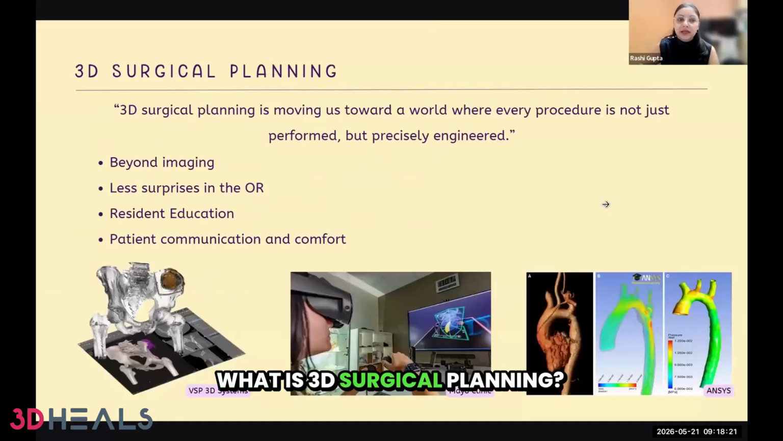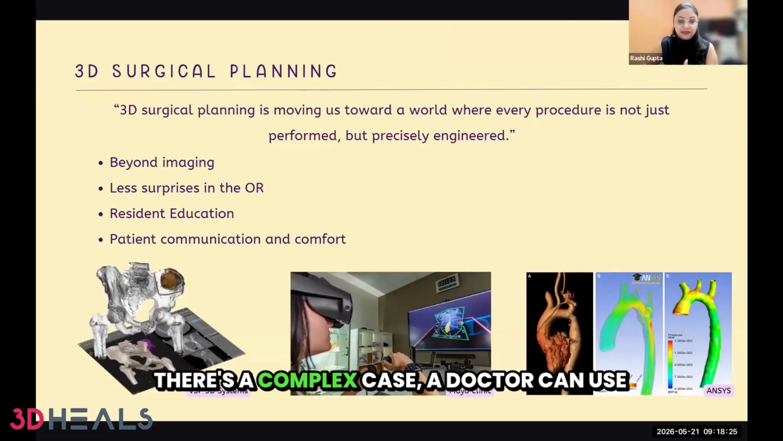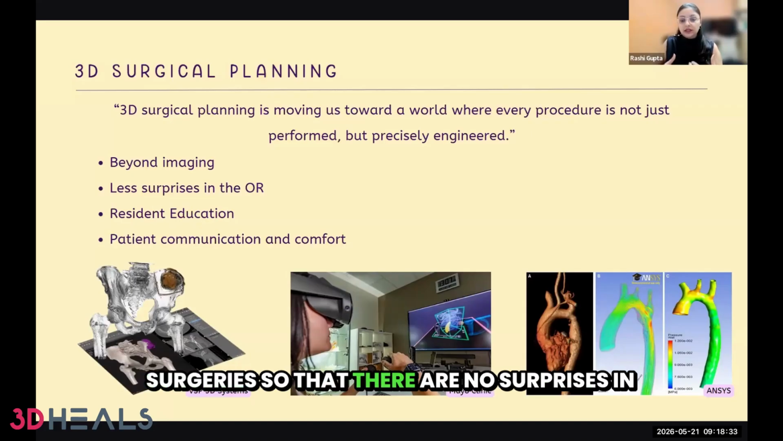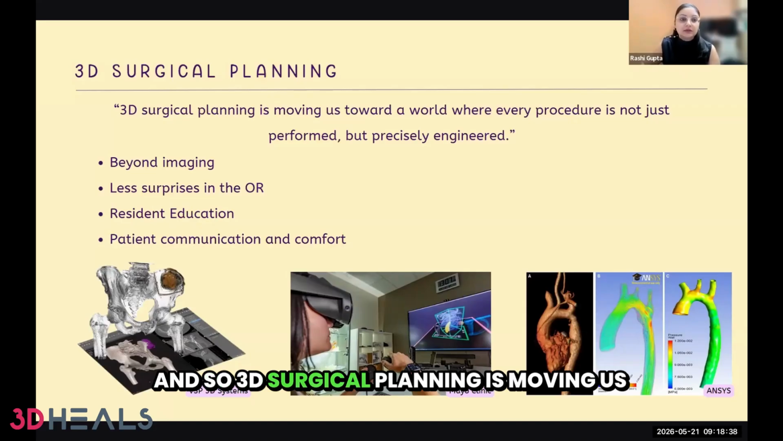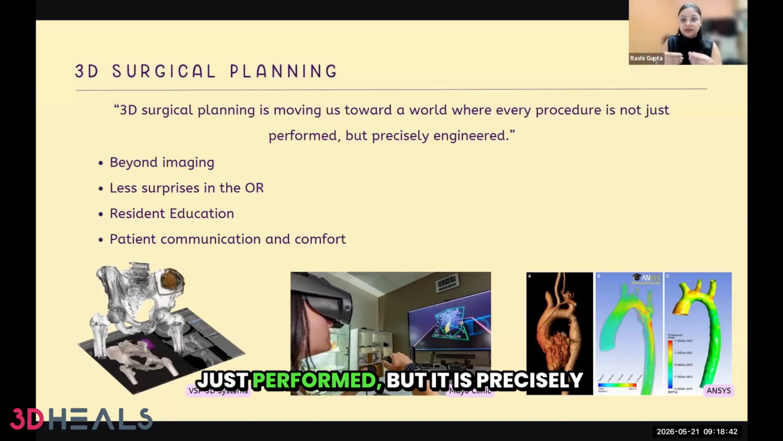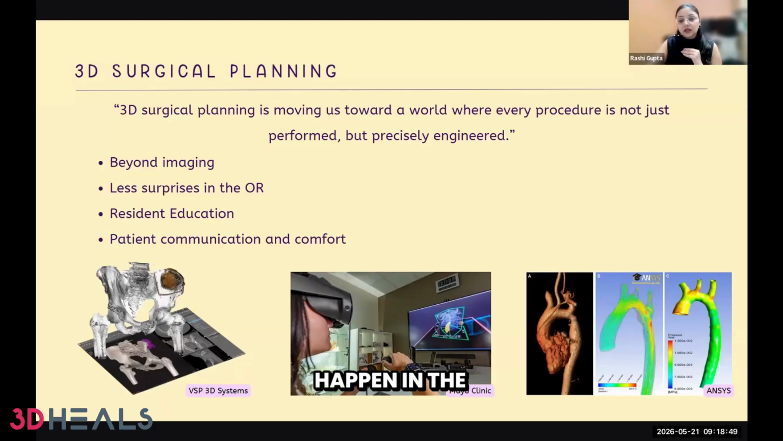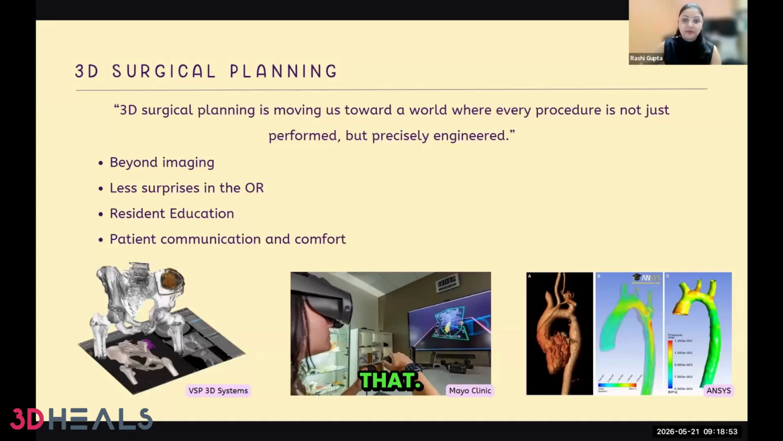What is 3D surgical planning, right? 3D surgical planning is basically whenever there's a complex case, a doctor can use these latest technologies to plan the surgeries so that there are no surprises in the OR, right? And so 3D surgical planning is moving us toward a world where every procedure is not just performed, but it is precisely engineered. And with the help of 3D surgical planning, you can actually predict what is going to happen in the OR, and you can take decisions based on that.